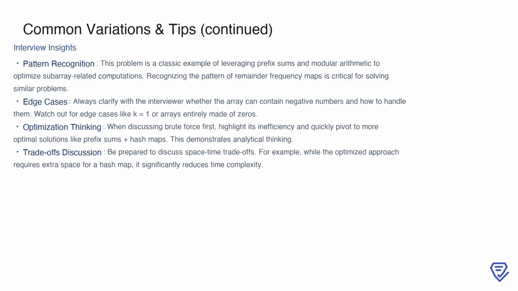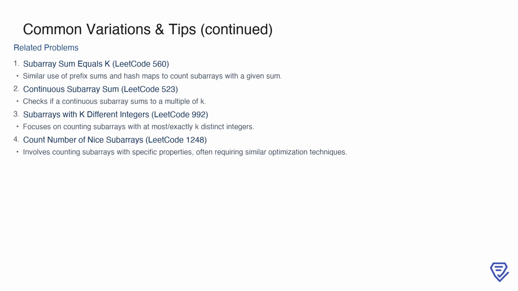Finally, be ready to discuss trade-offs. For instance, while the optimized solution uses extra space for a hash map, it drastically reduces time complexity, which is often the more important consideration in competitive scenarios. This problem also has connections to several related problems.